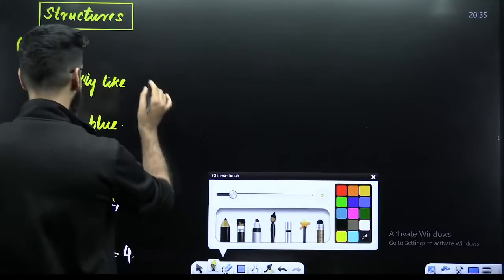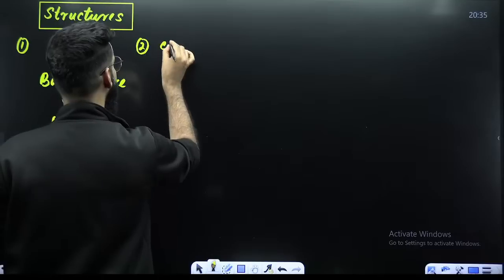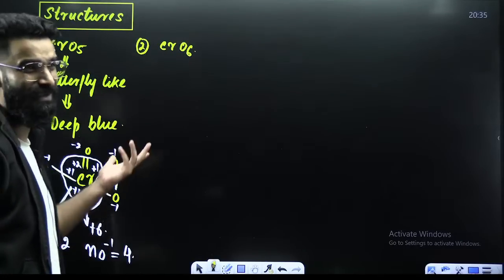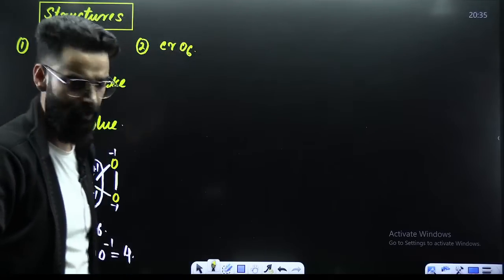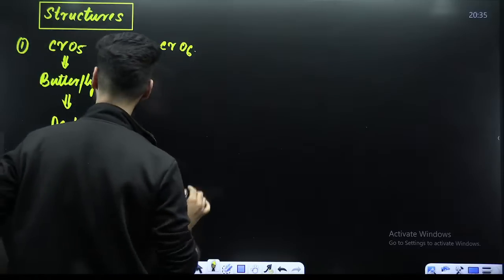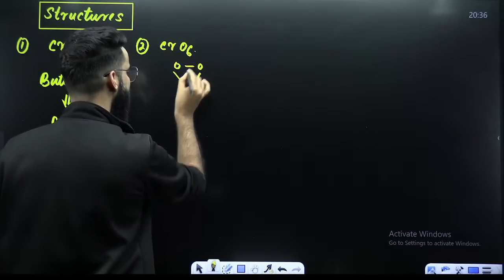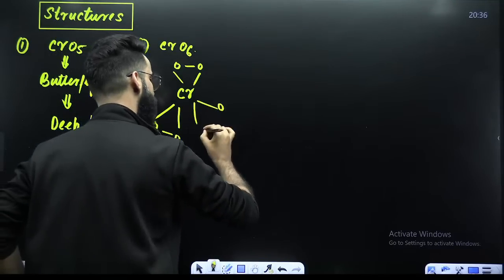This was structure number 1. Structure number 2 is your CrO6, right? CrO6. This was asked, I believe, in NEET 2018, 19 or 20, one of the years. Now, CrO6, how it looks like, you should know it as well. This is chromium. This is oxygen, oxygen single bond. Over here you have oxygen, oxygen single bond. Right here you have oxygen, oxygen single bond.